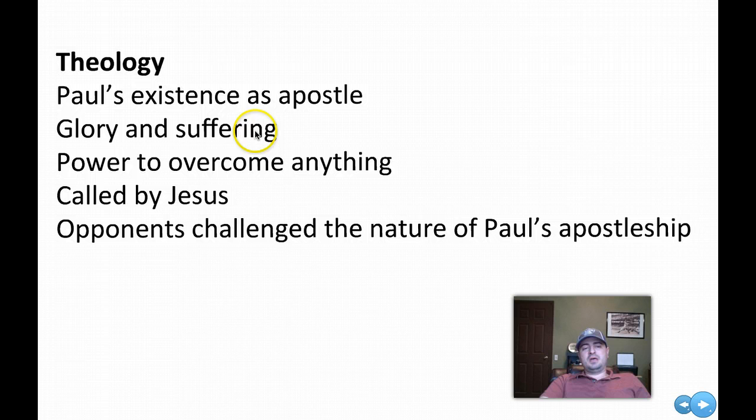The glory and suffering: it means that Paul's existence as an apostle has glory in it. He is highly edified and given the grace by God to do what he needs to do, but also he has to suffer. And the root of that suffering is the fact that Jesus suffered. If Jesus suffers and you're a follower of Jesus, you are going to suffer too, especially if you're an apostle. That's what Paul is talking about when he complains about it. He sort of complains about his suffering. He's like, I should be above this, but I am submitting to it. And there's a power to overcome anything.